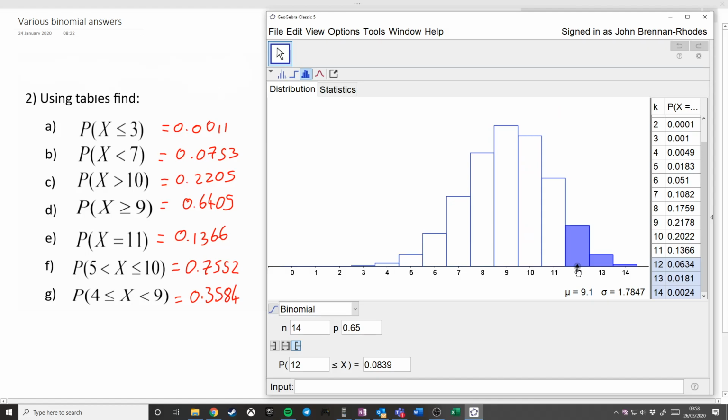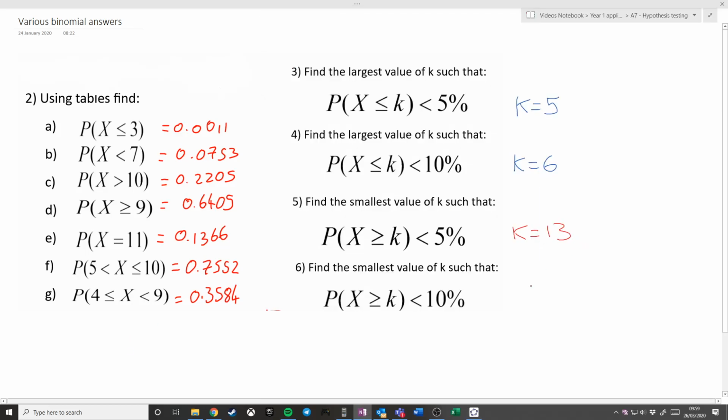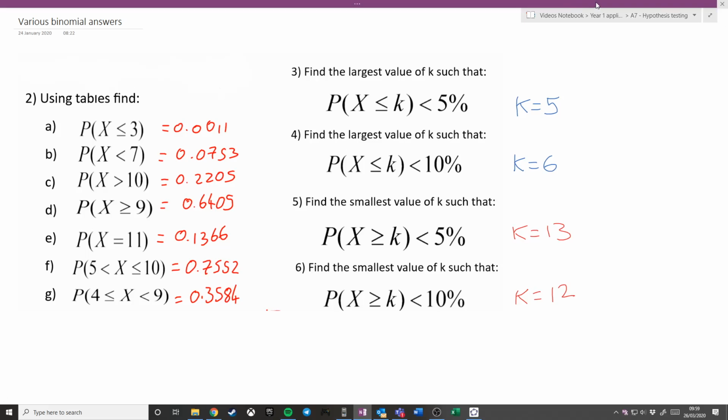And the answer to that, 10%. So we get 22% here. This is 8%, 22%, too big. 12 is just right. So the answer is k is equal to 12. Probability of x is greater than or equal to 12 is the answer.